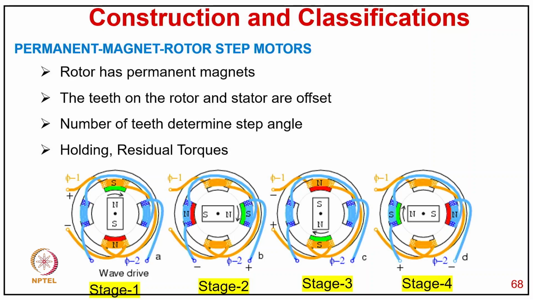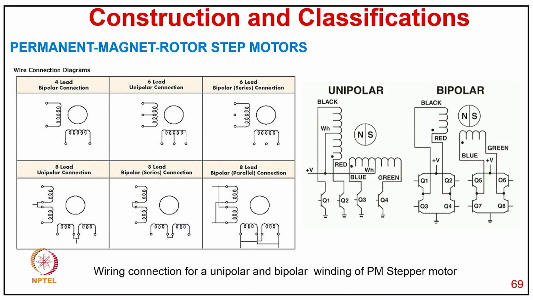Now the rotor has a permanent magnet. The teeth on the rotor and stator are offset, and the number of teeth determines the step angle, and holding and residual torque are produced in this case. You can see at the different stages 1, 2, 3, 4 the purple color for energization, and you can just see the different positions.